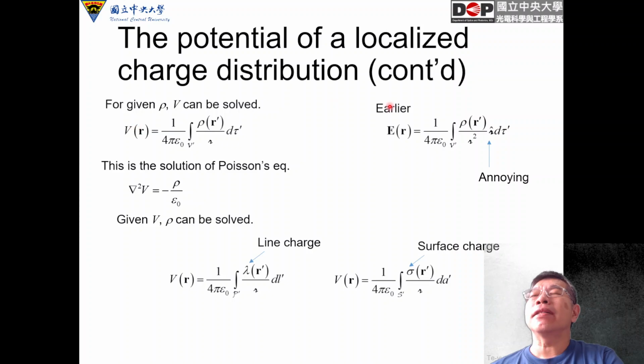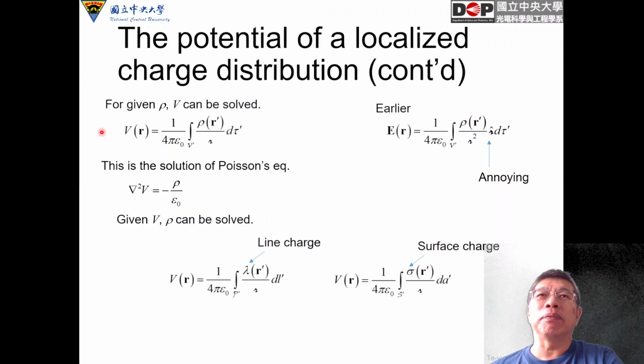Earlier we were doing the same thing with Coulomb's law, where we have the charge distribution and need to integrate each charge's contribution to a particular place r. The integration is annoying. Basically, the first issue is that the denominator is script r squared, and also it has a vector. The vector needs to be handled carefully because it points in a certain direction. Vectors are annoying, but here the potential is easy because it's a scalar. So this is a solution for the Poisson equation.